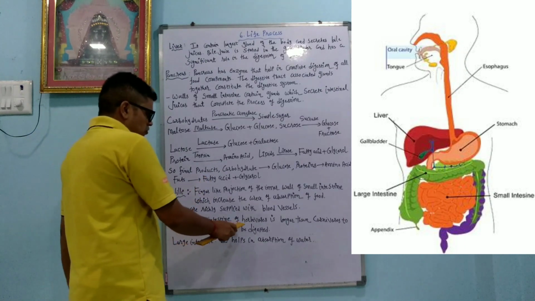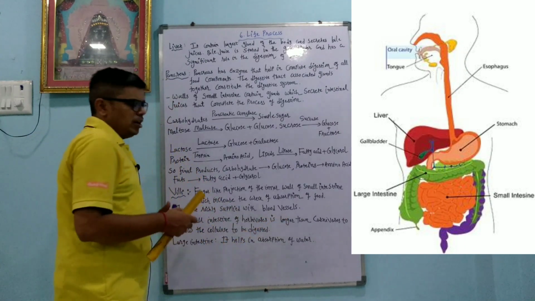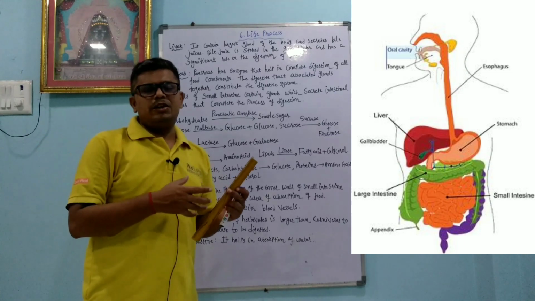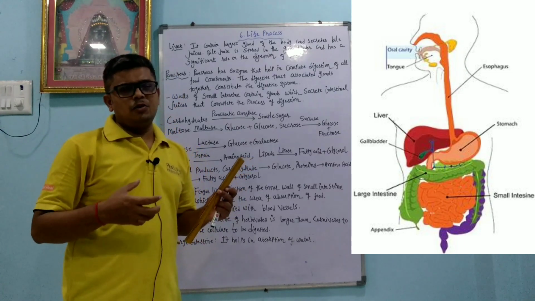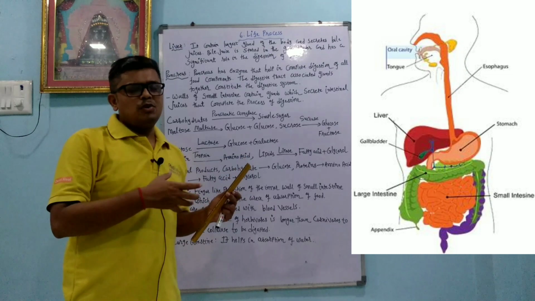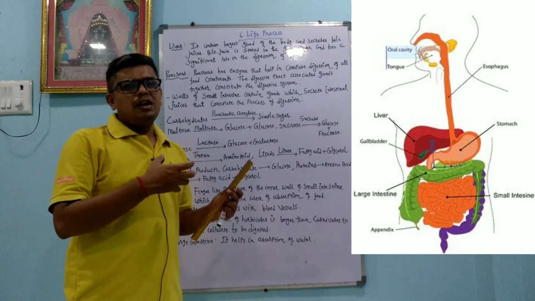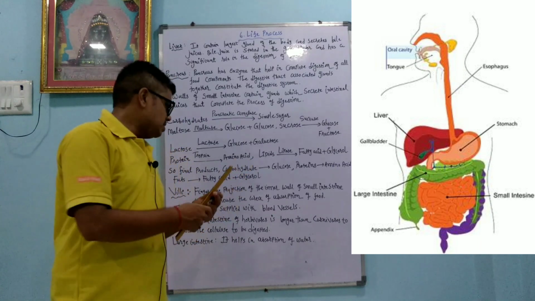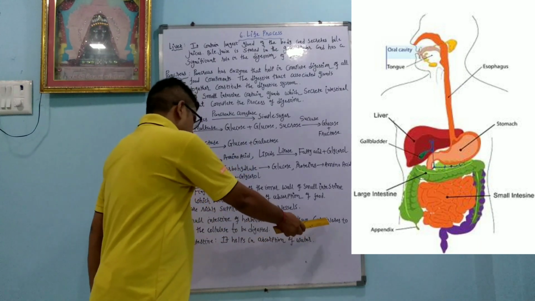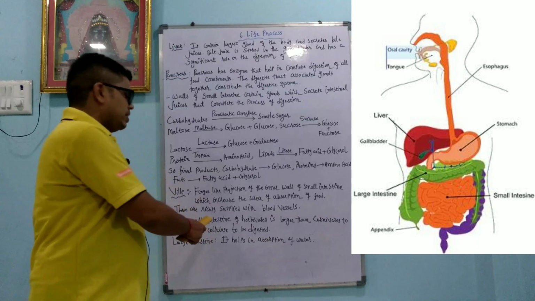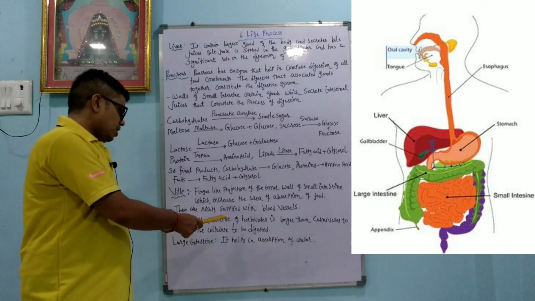The small intestine of herbivorous animals is longer. Their small intestine is longer than that of carnivorous animals because herbivores eat cellulose. They eat starch and cellulose and all that. It takes more time to digest. Whereas in carnivorous animals, the small intestine is smaller compared to herbivores.